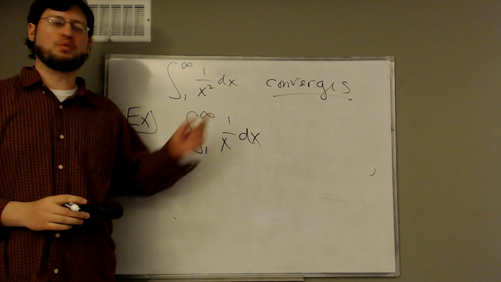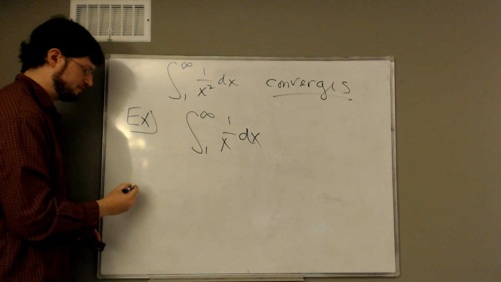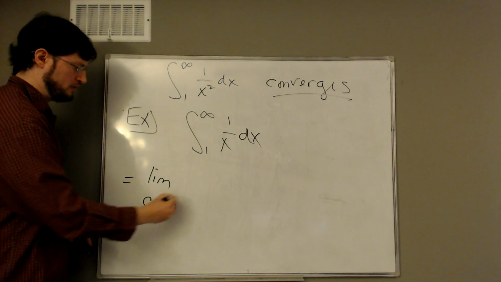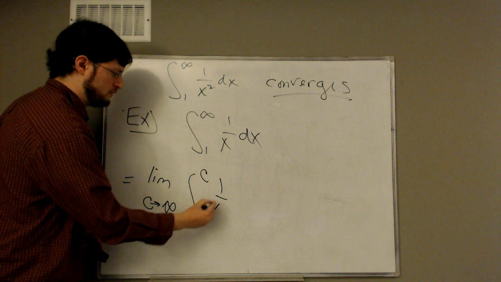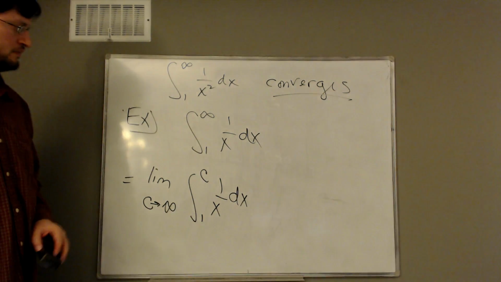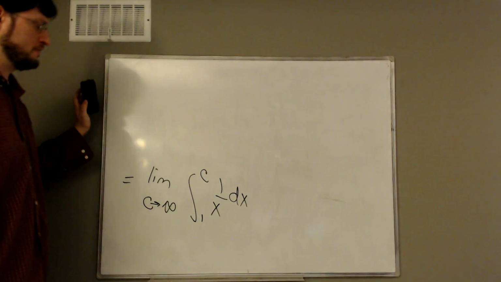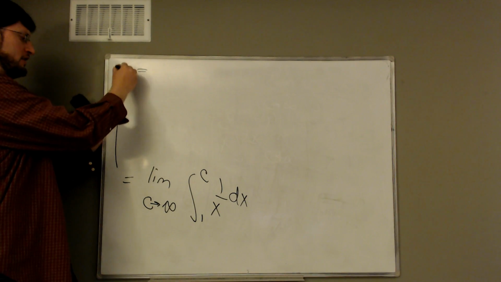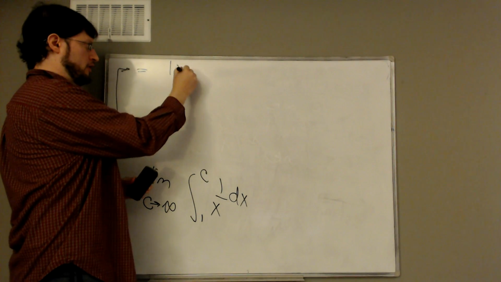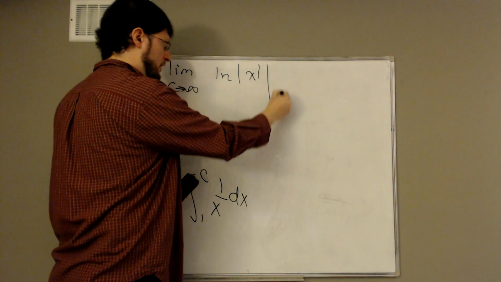Integral from 1 to infinity of 1 over x dx. Not 1 over x squared now, just 1 over x. Our idea is going to be exactly the same. We're going to take a limit as c goes to infinity of the integral from 1 to c of 1 over x dx. But the antiderivative of 1 over x is ln. So I get a limit as c goes to infinity of ln, absolute value x, evaluated from 1 to c.